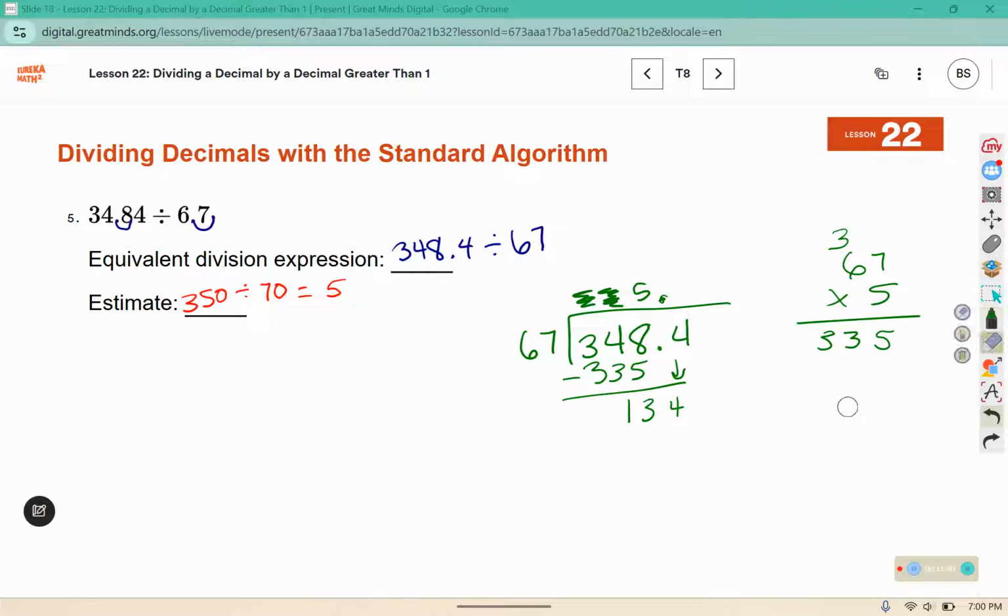Oops. 67. I'm guessing this is around 2 of them, because 6 times 2 would be 12. And here I have a 13 in the front. 2 times 7 is 14. 6 times 2 is 12. Plus 1 more makes 13. So put the 2 on the top. That leaves me with 0.